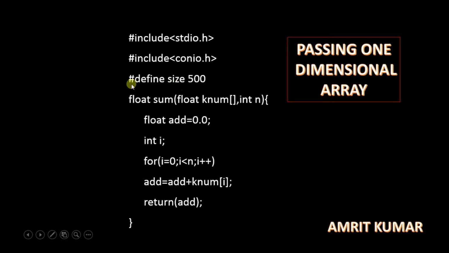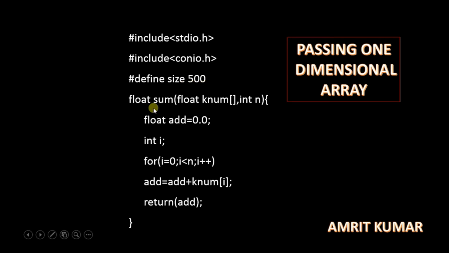A macro is defined using the keyword define, that is #define, then the macro name, and then the number you want to give, whatever you want to assign. So #define is the keyword which is used to define a macro in C. Here I am defining a macro named size, and it contains the value 500.